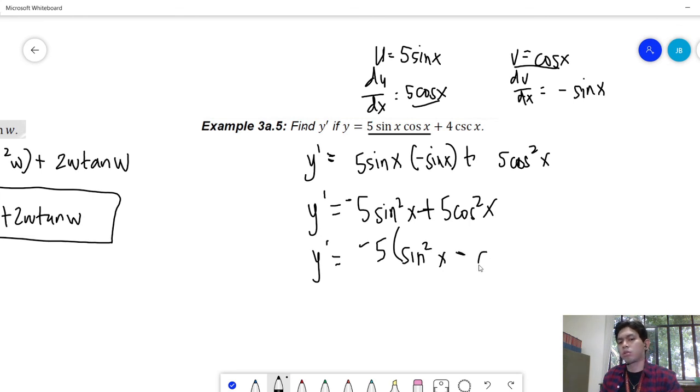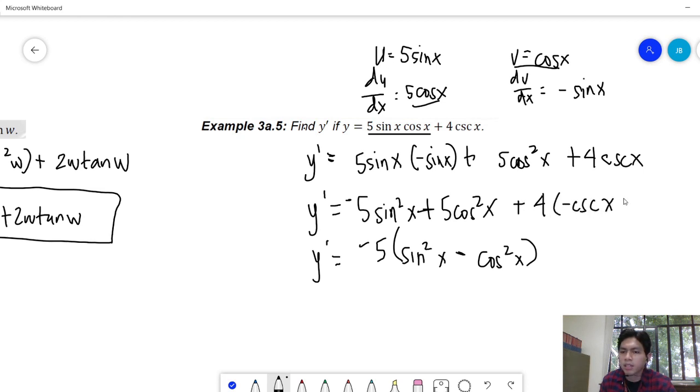Wait, I forgot the 4 cosecant x. So what is the derivative of 4 cosecant x? 4 times negative cosecant x cot x, right? So that is minus 4 cosecant x cot x. And that is your final answer.